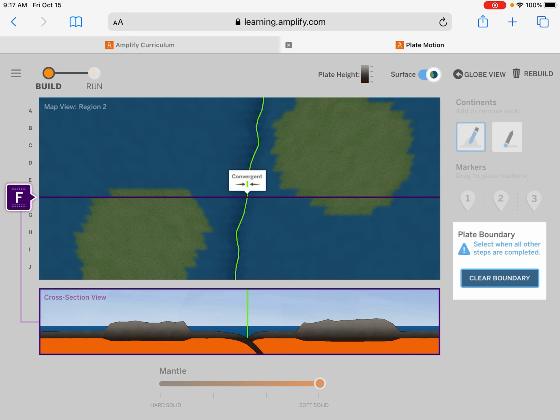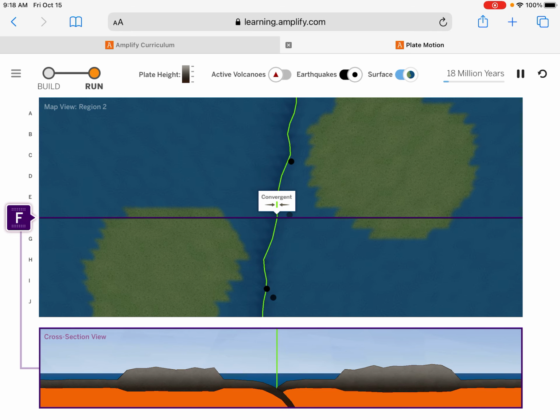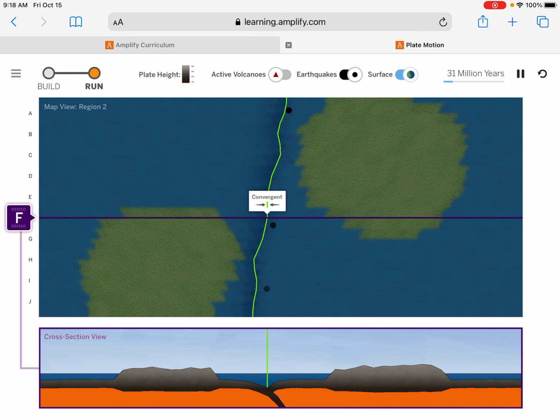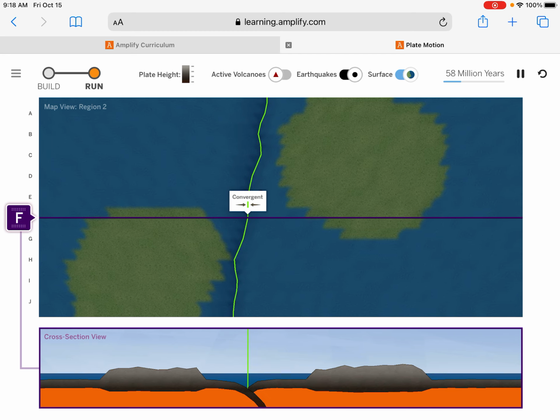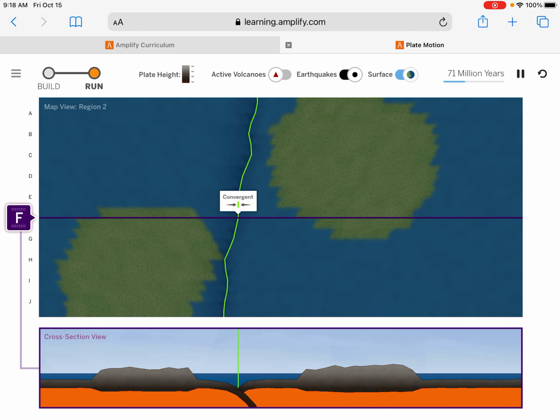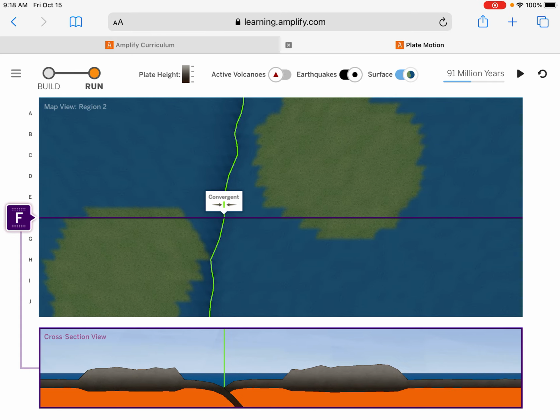But with the convergent plates, they're going to come together. One kind of goes on top of the other one. I'm going to run it, and then I'm going to quickly click earthquakes. And you'll see it's running, and then we have the earthquakes. So without a doubt, claim number 1 is supported. Do you agree? I hope you do.